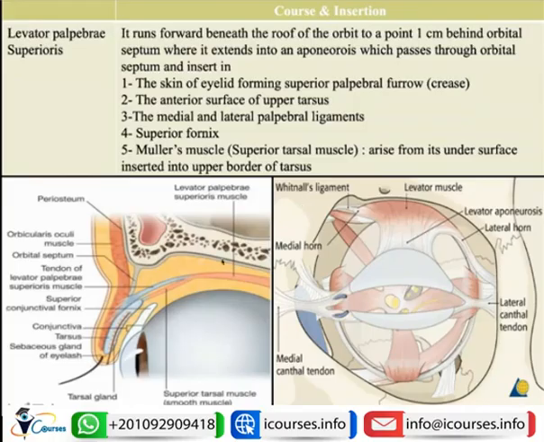So again, to summarize the insertions, we have 5 insertions. The first one is into the skin, causing the lid crease. Then the second one is into the upper surface or the anterior surface of the tarsus. Then the superior fornix. Then the medial and lateral palpebral ligaments. And finally, Müller's muscle, which arises from the undersurface of the levator to insert into the upper border of the tarsus.